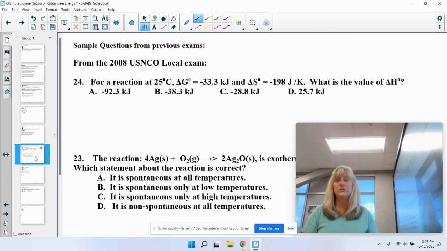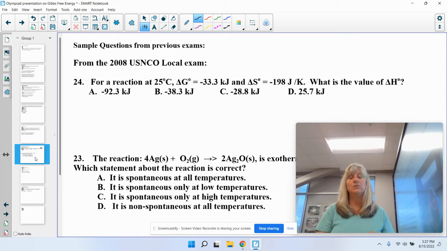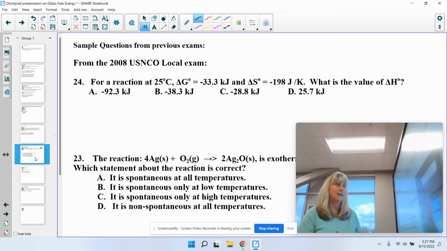We're going to look at some questions now from past Olympiads. So question 24 from the 2008 local exam. For a reaction at 25 degrees Celsius, delta G is negative 33.3 kilojoules, delta S is negative 198 joules per Kelvin. What is the value of delta H?